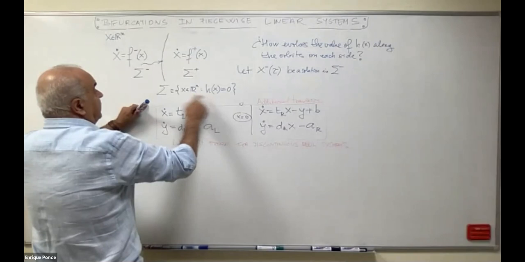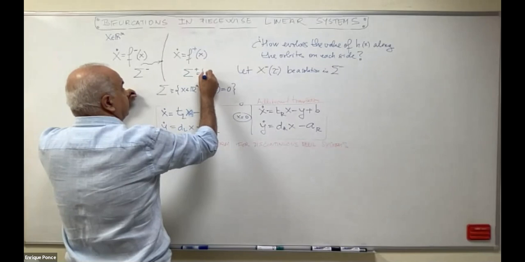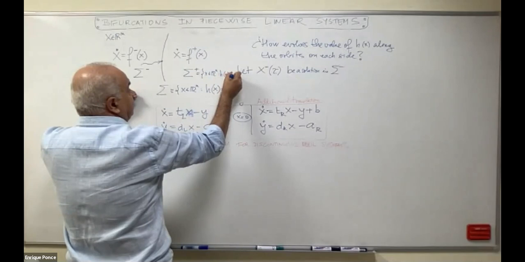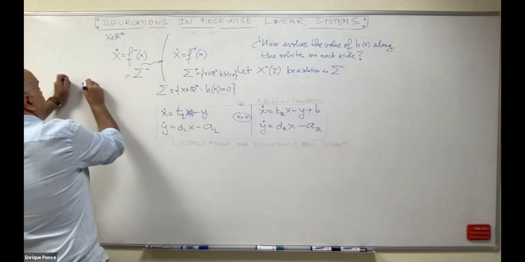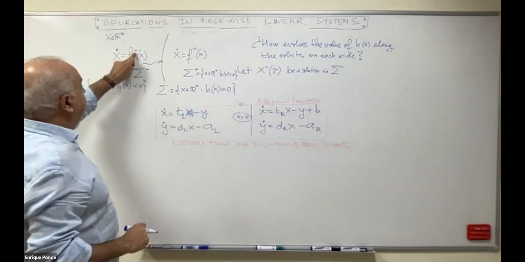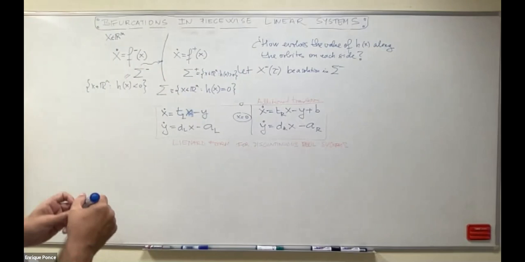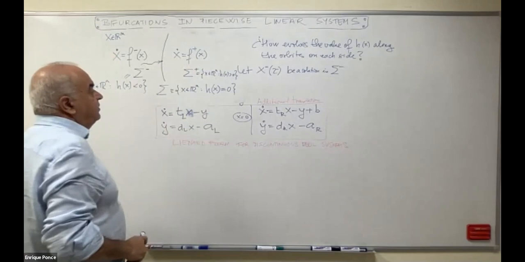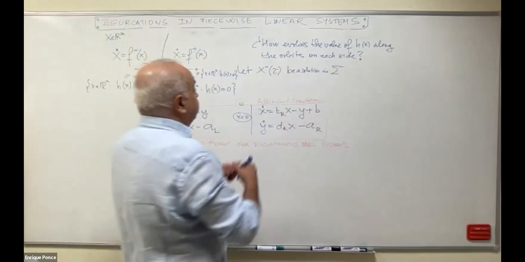This sigma plus is just defined by the points where h is positive. And here, the opposite situation, the points where the value of h is negative. That is the reason I use minus and plus signs, because they indicate the sign in the phase space of the values of h. How does the value of h evolve? Very simple to see, no?